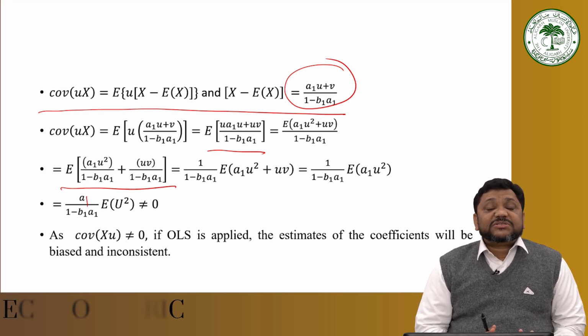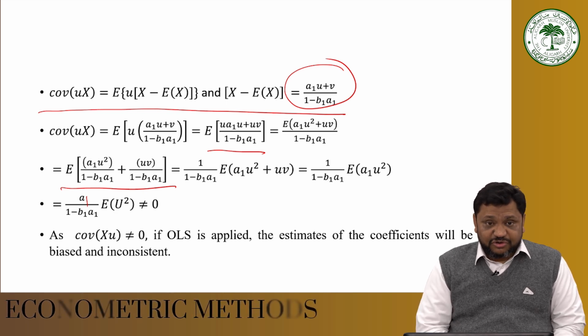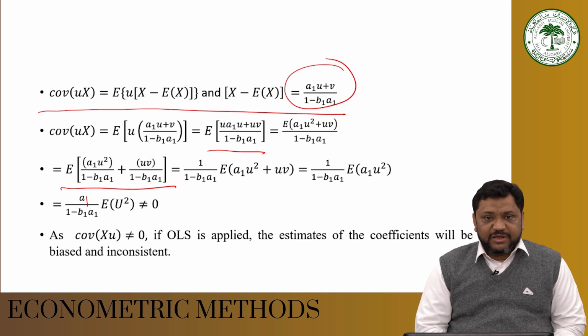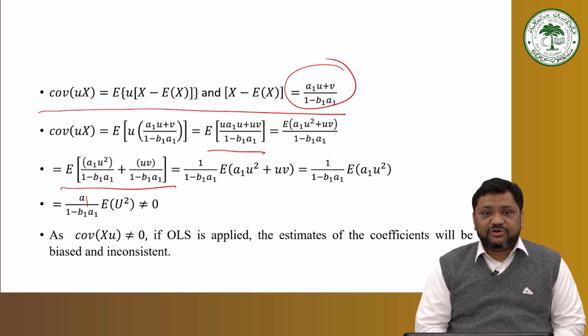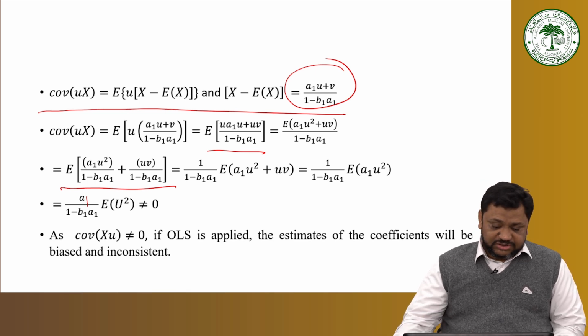Now this term is not equal to 0. You have these constants a, b and also u square. So if this is not equal to 0, it means the covariance between the independent regressor, that is the exogenous variable x, and u is not equal to 0. So if OLS is applied, the estimates will not be unbiased, the estimates would be biased and inconsistent.